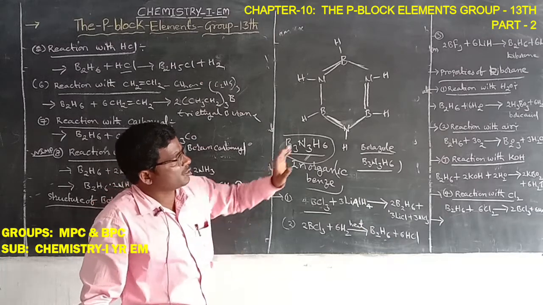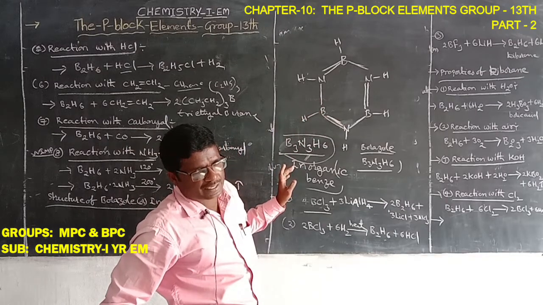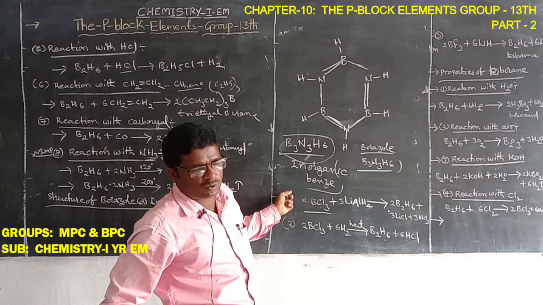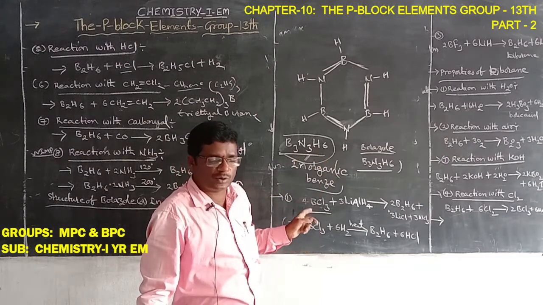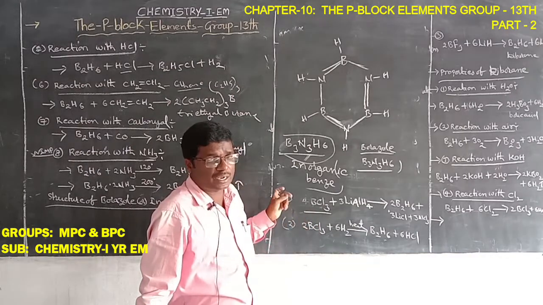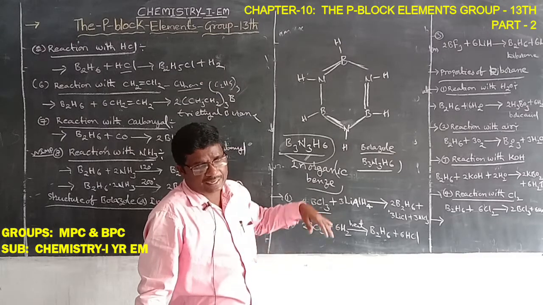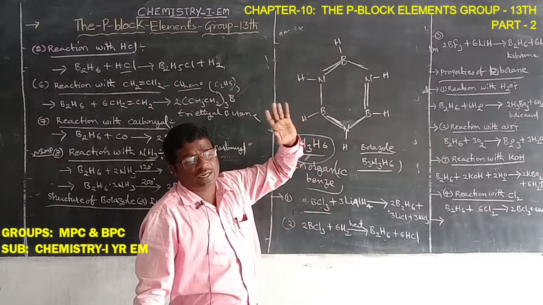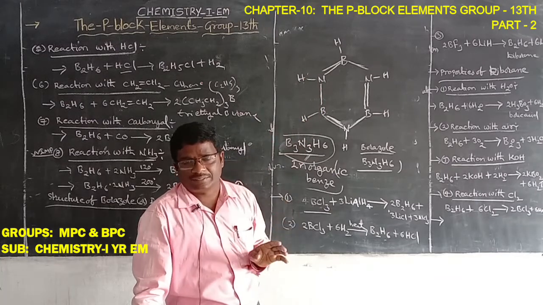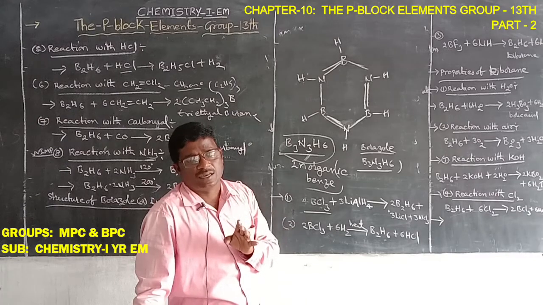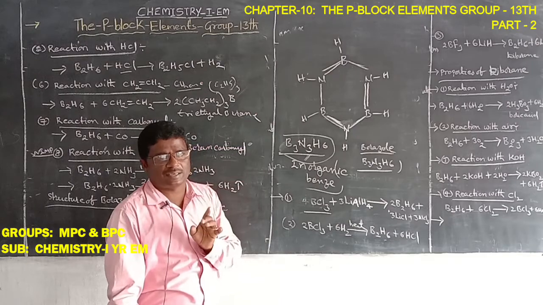Here is the first property. Diborane preparation with 3 reactions. First one, boron trichloride reduced with lithium aluminum hydride forms diborane. Second preparation, boron trichloride heated with hydrides forms diborane. Third preparation, boron trifluoride reduced with lithium hydride forms diborane. That is the 3 methods of preparation of diborane.